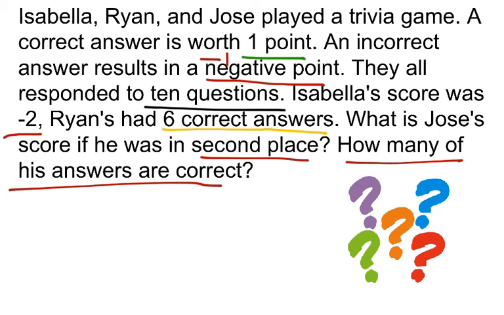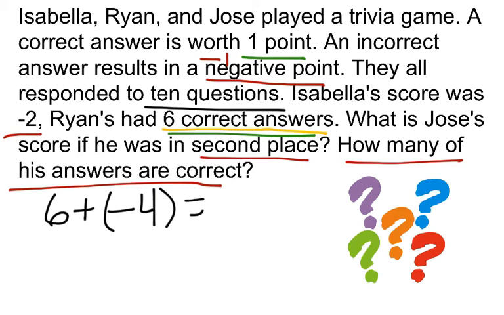So I need to know 2 things. I need to know Jose's score, and I need to know how many were correct. Well, first of all, I need to translate Ryan's 6 correct answers into a score. If Ryan had 6 correct, that would be +6, which would mean that out of 10, 4 were incorrect. So that would mean that Ryan's score would be 6 plus -4. Again, opposite signs means I have a subtraction problem. My higher number is positive, so Ryan's score is +2.